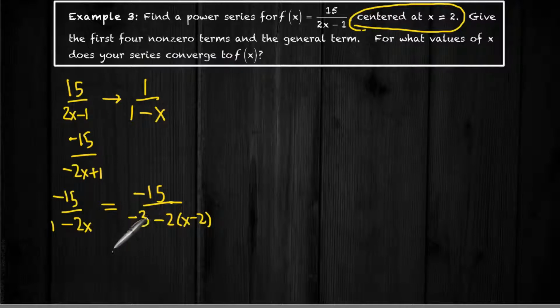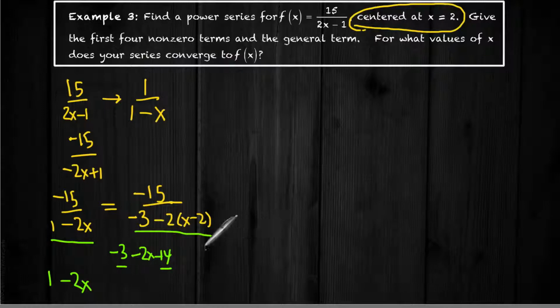All right, we have -3. We're going to distribute this -2 into both terms. So that's going to be -2x, and a -2 times a -2 is a +4. We have like terms here and here, so 4 minus 3 is indeed 1 minus 2x. So this is equal to this. It's just written a different way because we need it to be centered at x equals 2.